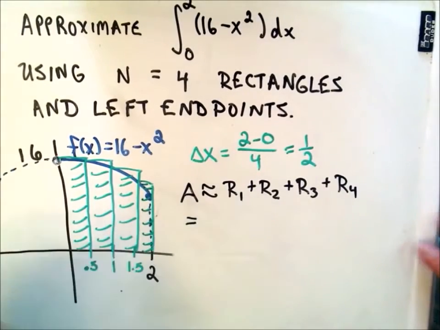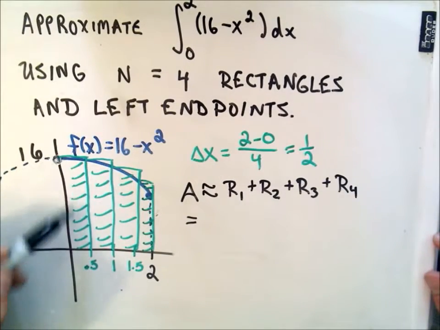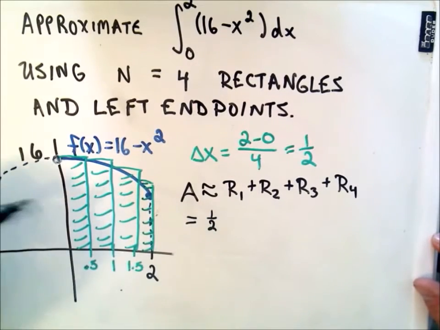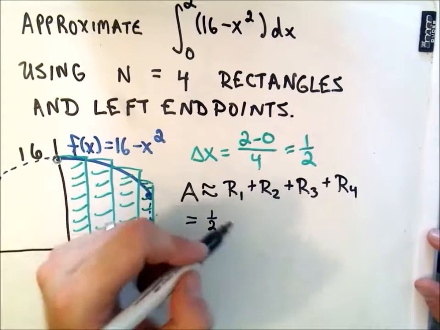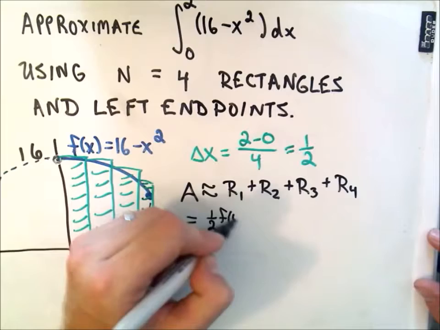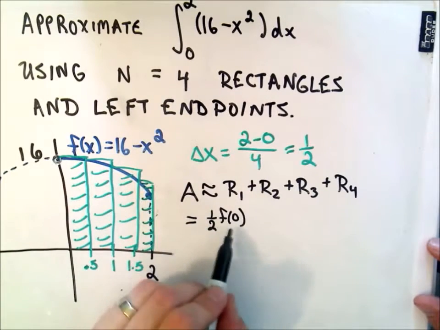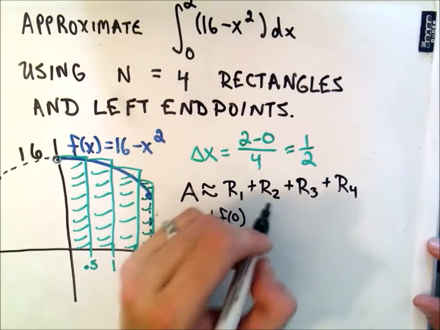To calculate the area of the first rectangle, we know that it has a width of 1/2. To get the height, which corresponds to the y-coordinate, we're using the left endpoint, so we need to plug the x-coordinate of 0 into our function, and that'll give us the area of the first rectangle.